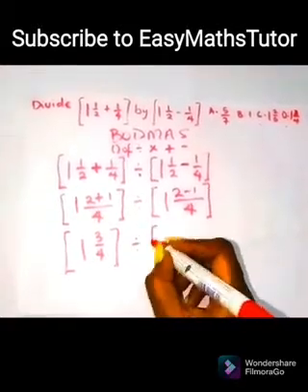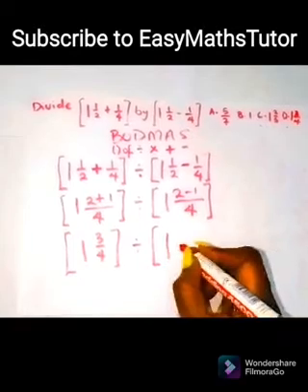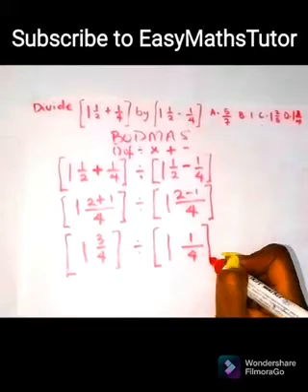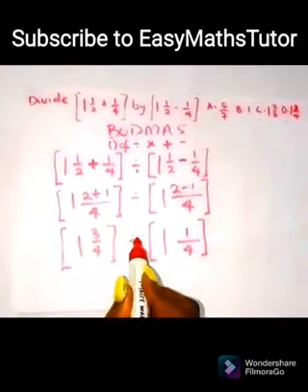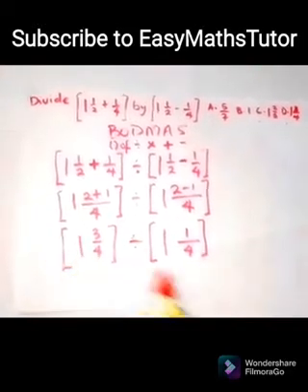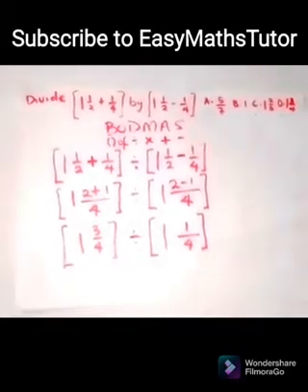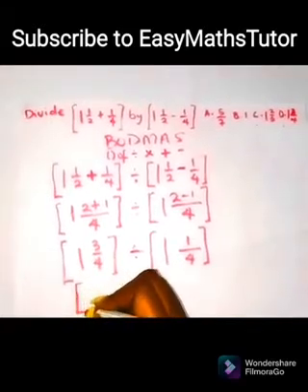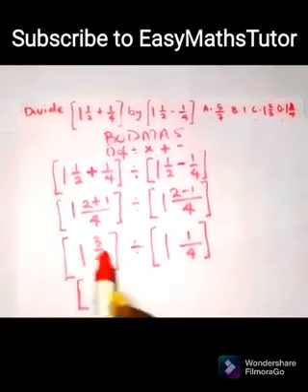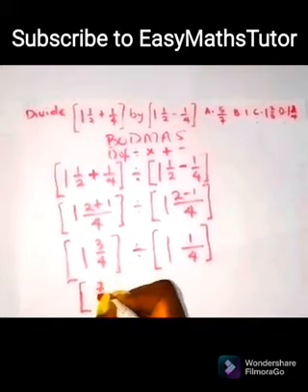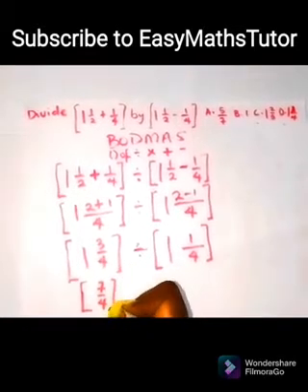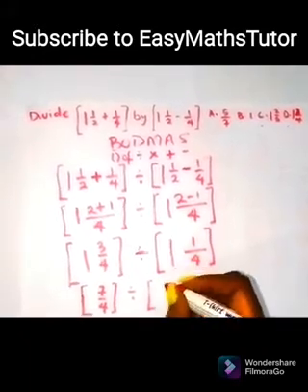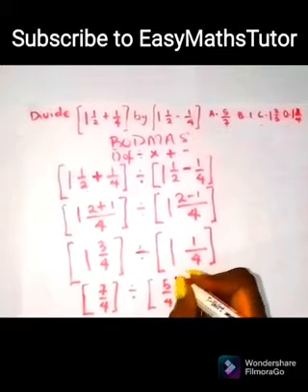So if we bring it down, we'll have 1, 4, and 1. So in order for us to be able to solve it further, we have to convert it to its improper fraction. So the improper fraction for this is 1 times 4 plus 3, which is 7 over 4, divided by 1 times 4 plus 1, which is 5 all over 4.